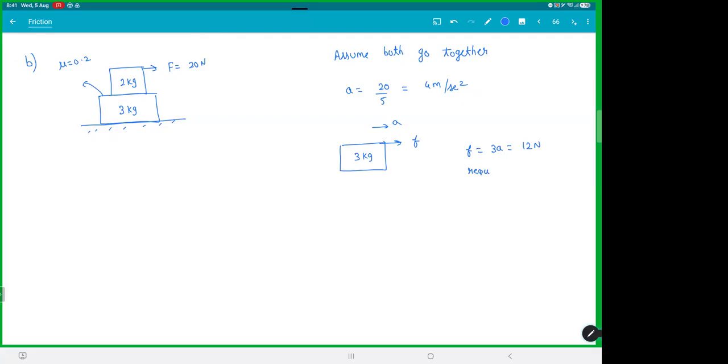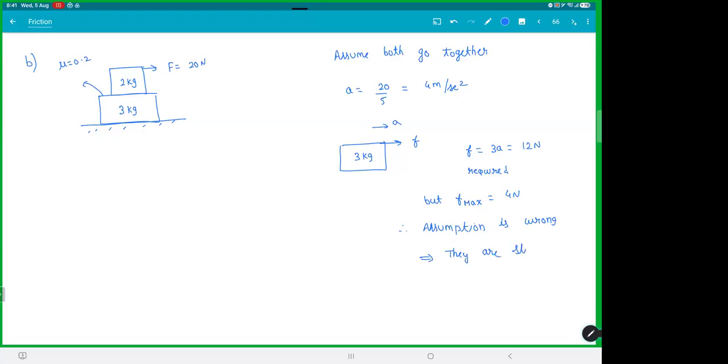So this is the required friction. Friction is saying, you give me 12 newtons, I'll make sure the blocks will go together. But we know the maximum you can give is 0.2 into 20, which is 4 newtons. So therefore, my assumption is wrong. What is my assumption? They are going together. That is not happening, so therefore it is slipping.